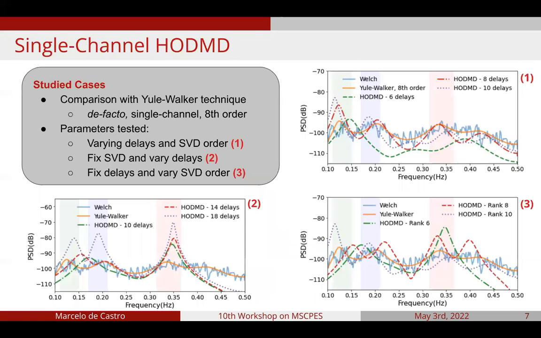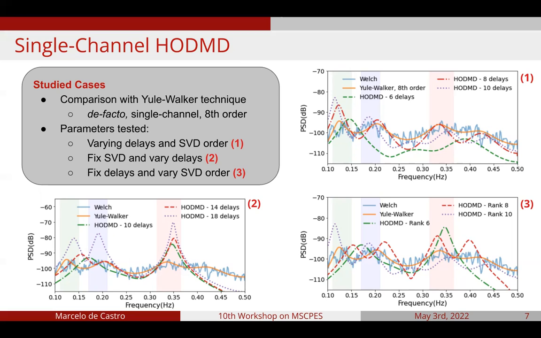By comparing the 8th order Yule-Walker technique, which is the de facto single channel approach in industry, to this application of HODMD technique to a single channel data stream, we can actually draw 3 different plots to compare the results. Figure 1 on the upper right corner shows the results for when we vary both the number of time delays and the SVD order.